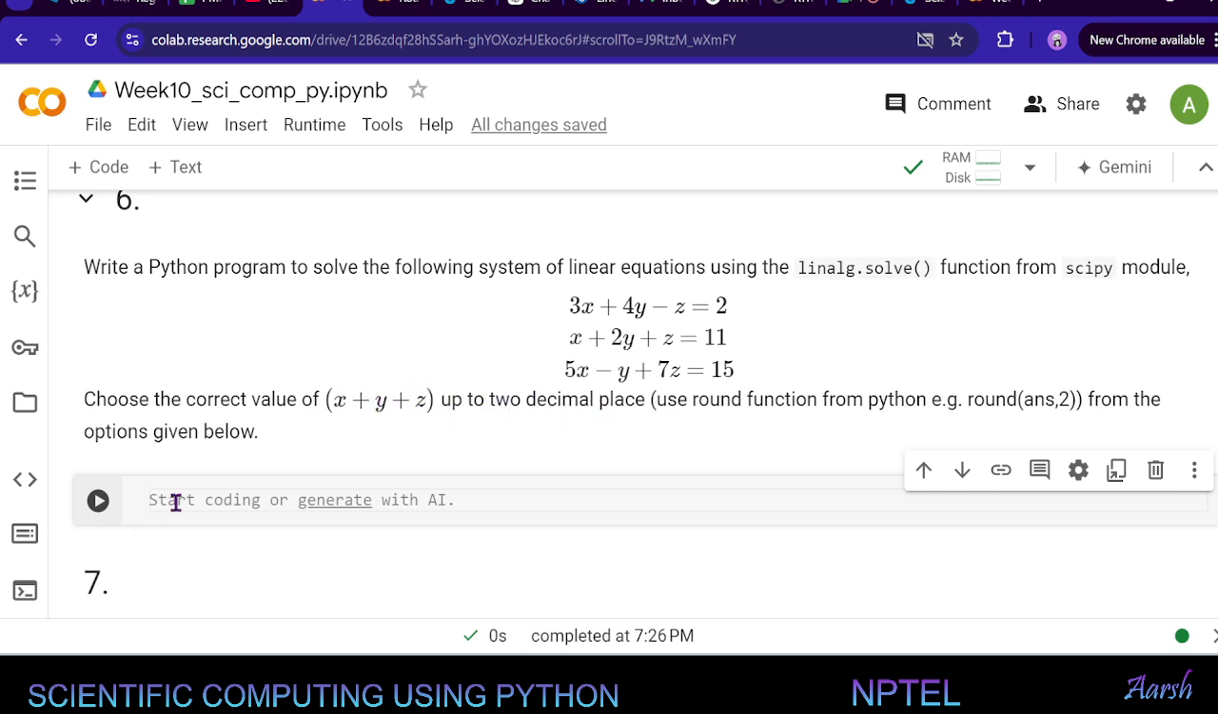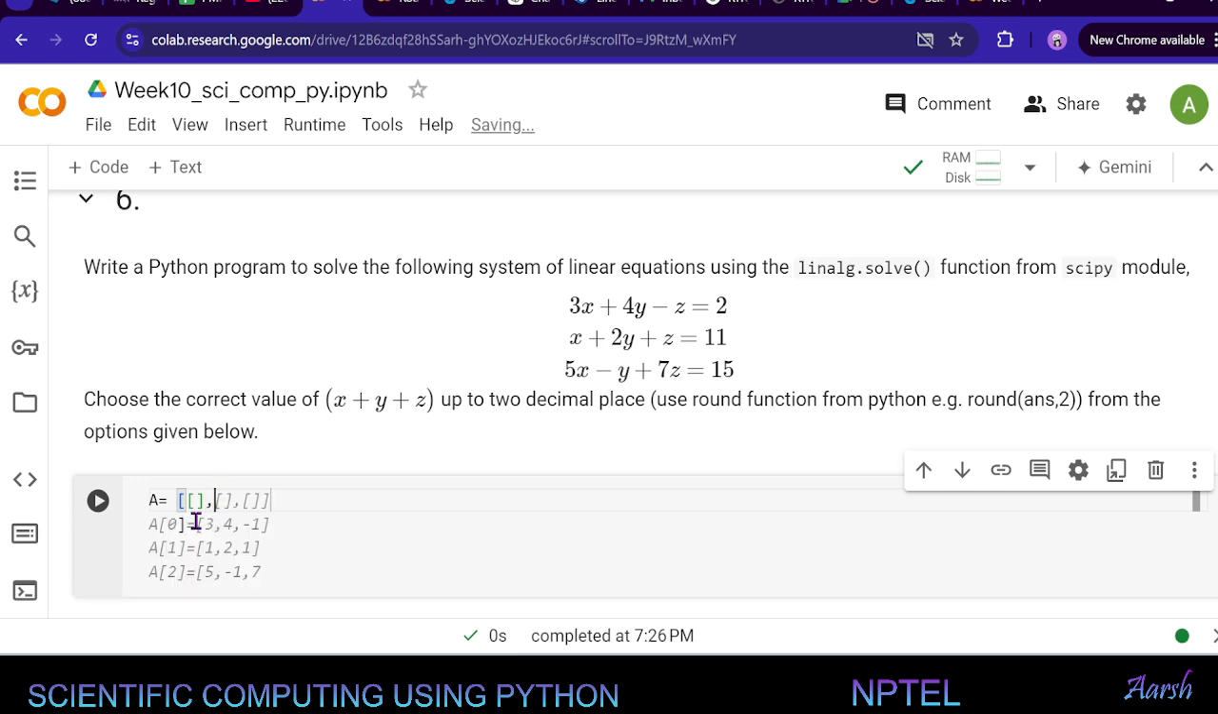So let's first write the matrix. A is equal to, so the form is Ax is equal to B, something like this, right? So what is a matrix? Well, it's an array of arrays, right? So you have three arrays and each array is a row. That please remember. So the first row is 3, 4, minus 1, then 1, 2, 1. I'm reading the coefficients of x, y, z. Okay. And the third one is 5, minus 1, and 7.